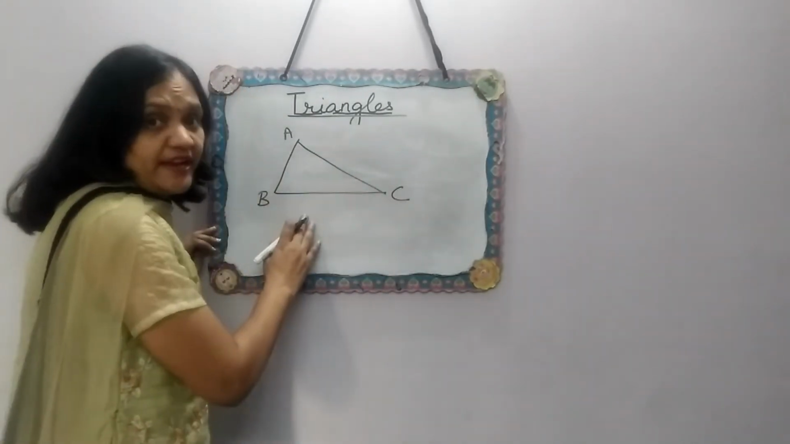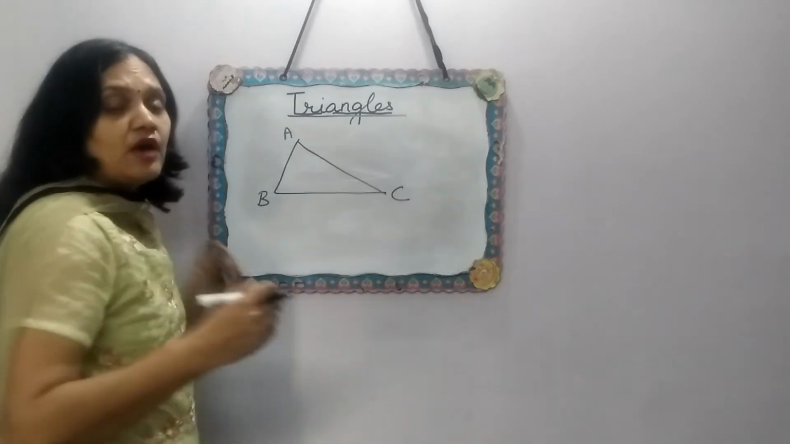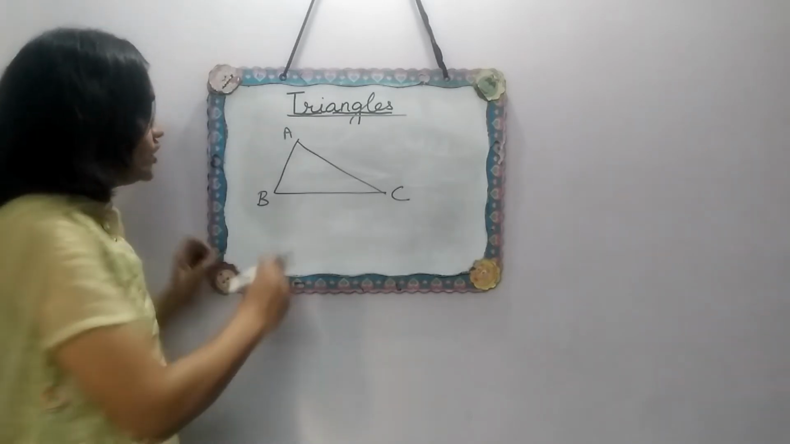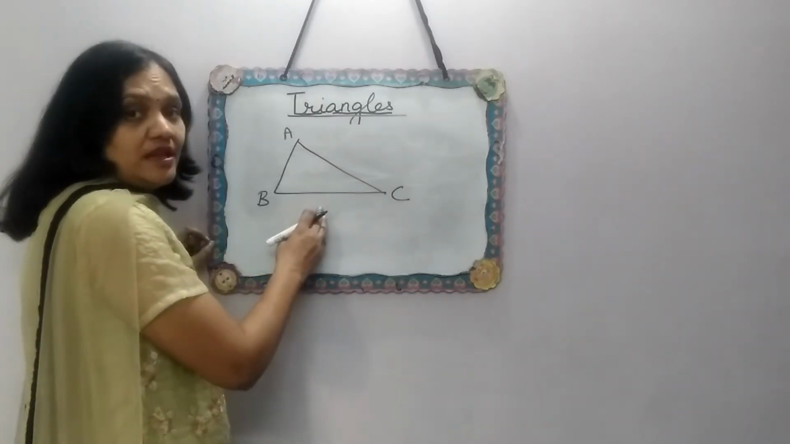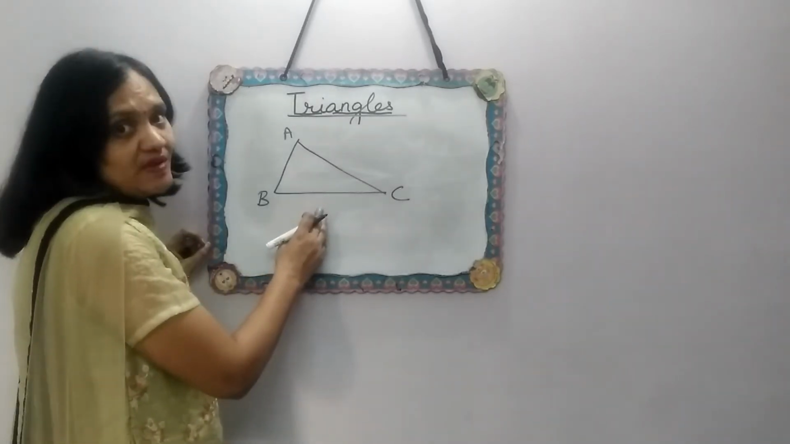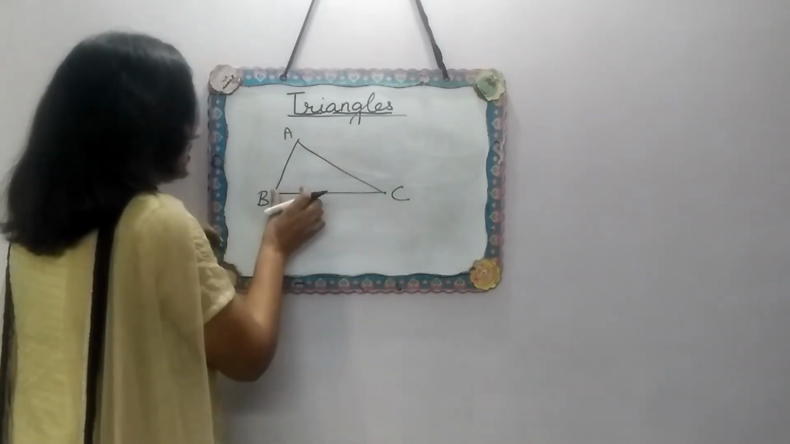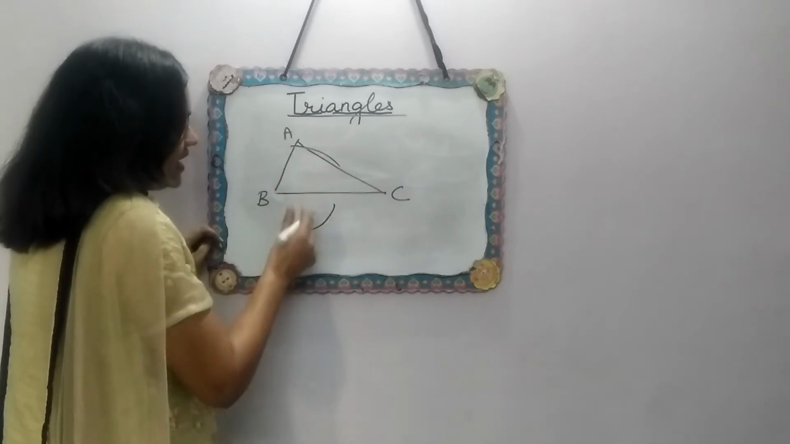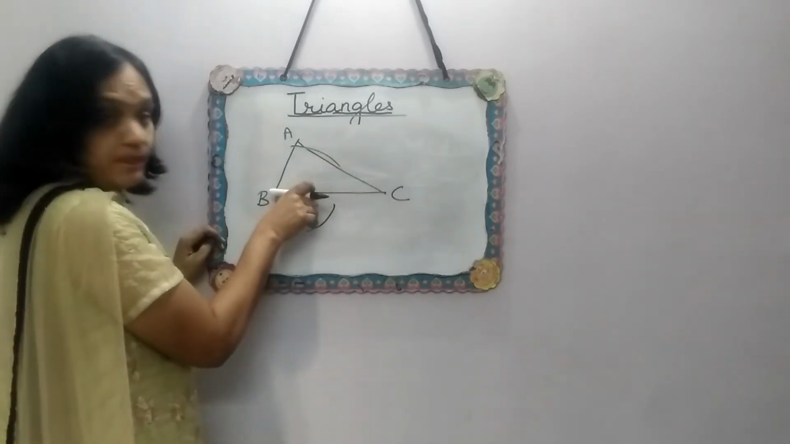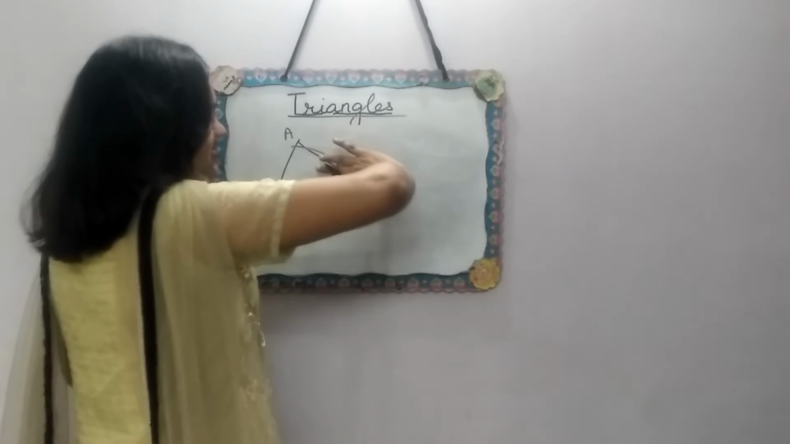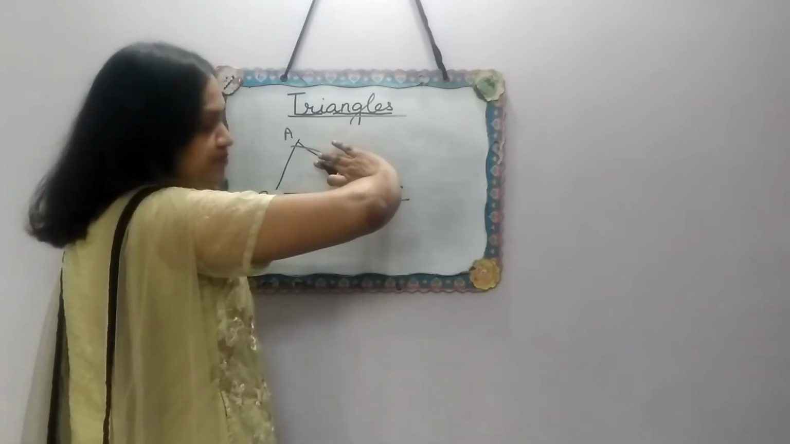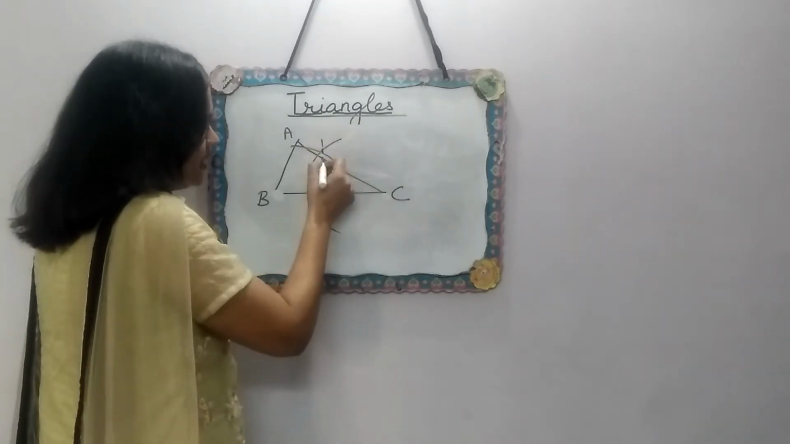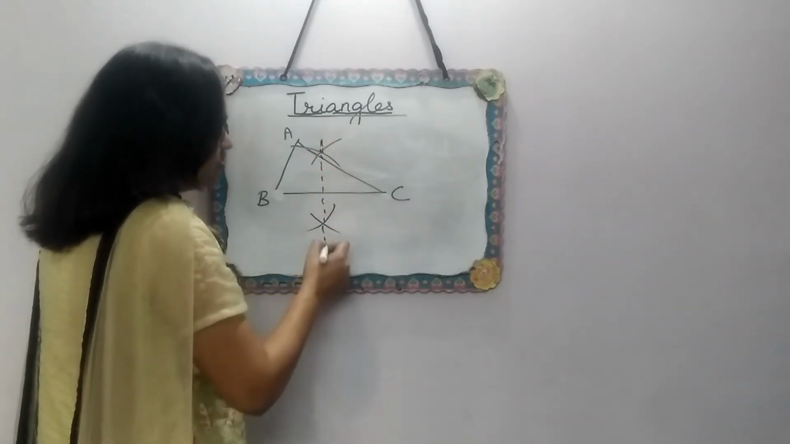If you have to draw the perpendicular bisector of BC, now perpendicular bisector comprises of two words, perpendicular and bisector. So the line that we will draw will bisect BC and also it will be perpendicular to BC. So with B as center and radius more than half of BC, you will draw one arc above BC and one arc below BC. Similarly, with C as center, radius more than half of BC, you will draw one arc above BC and one arc below BC, and then you will join.